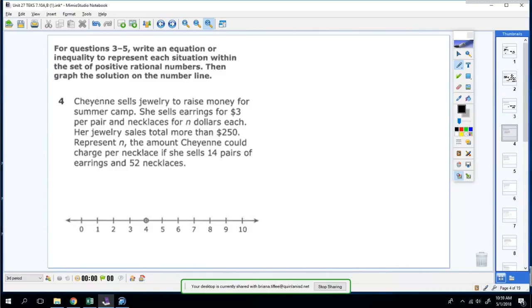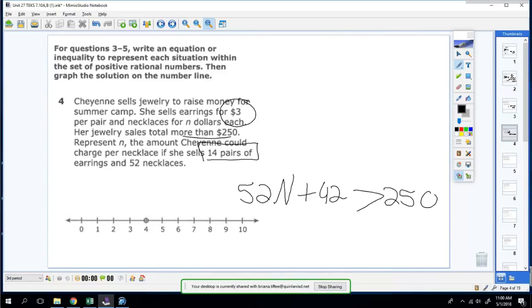It says more than $250, so it's going to be greater than $250. It can't equal $250 because it has to be more than that. So it'd be $251, $252, and so on. Then you're going to have 52n, because you don't know how much you're going to sell the necklaces for, plus 42. The way I get 42 is because she's selling 14 pairs of earrings at $3 per pair, so 14 times 3 is 42.